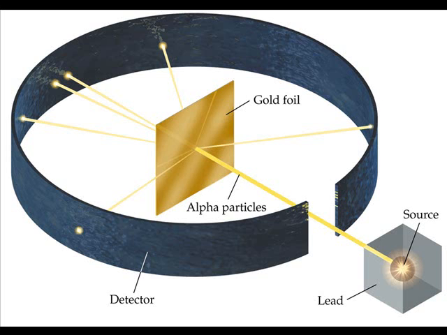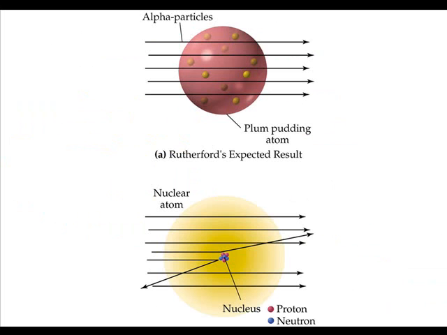Now this big donut or horseshoe-shaped gray thing, that was a fluorescent screen. And that's where the alpha particles lit up when they got bounced off or went through, and that's how Rutherford knew where each particle had gone through. So this was his description.